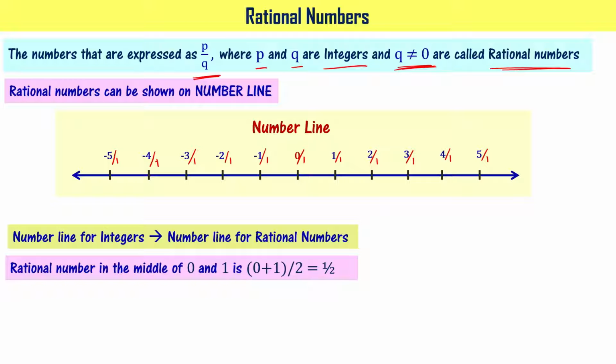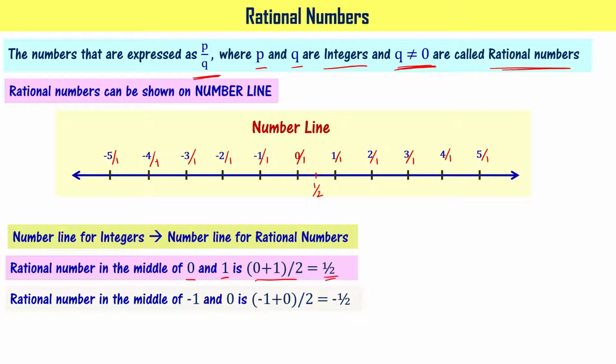For example, the rational number in the middle of 0 and 1 can be written as 0 plus 1 divided by 2, right? We have taken the average of these two numbers 0 and 1, that is 0 plus 1 divided by 2, that is equal to half. Now between 0 and 1, if I mark, this is half. Similarly, the rational number in the middle of minus 1 and 0 can be written as minus 1 plus 0 divided by 2. That is equal to minus half, right? So let me write here minus half.